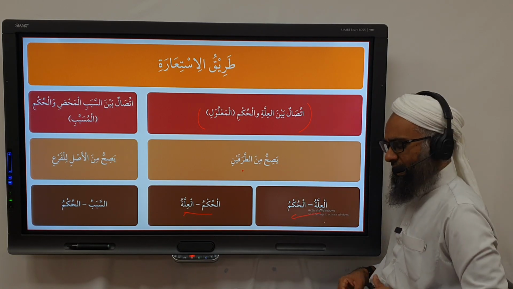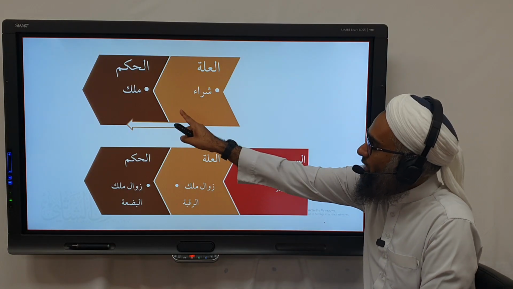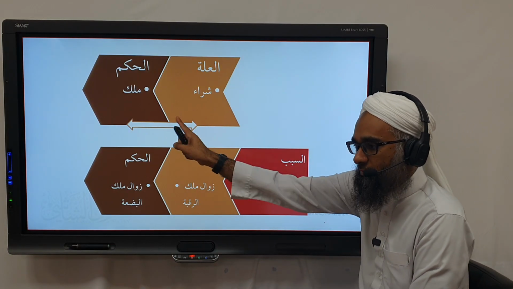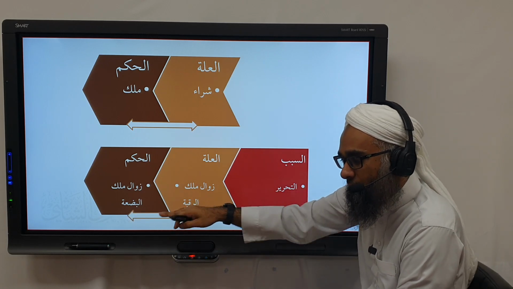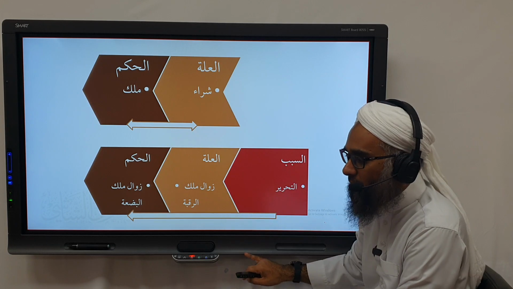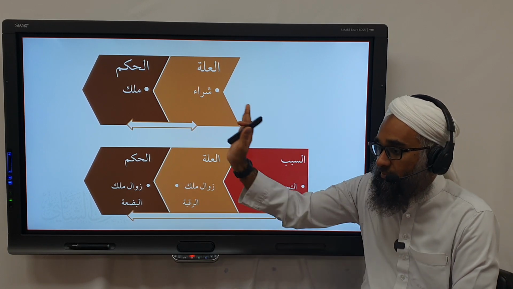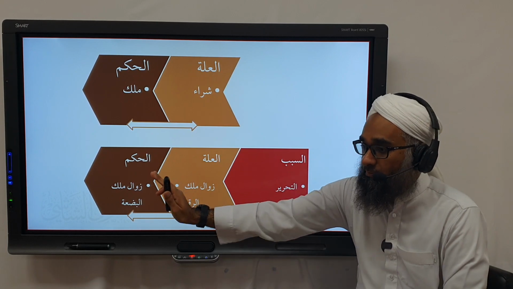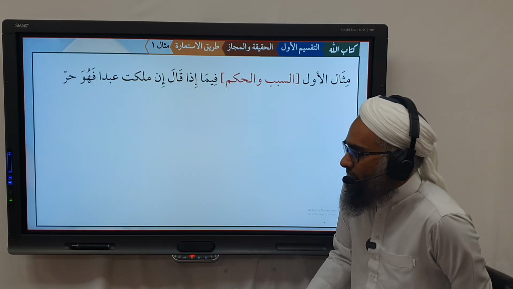Now let's make sense of this by example. Okay, so illa and hukm, two-way street. And here's a one-way street, it's going that way. You following? So here you can take it both ways in illa and hukm, and in sabab and hukm, you can take the sabab and the majaz meaning with the hukm. You can't say the hukm and then say the meaning is sabab. Let me give you an example.